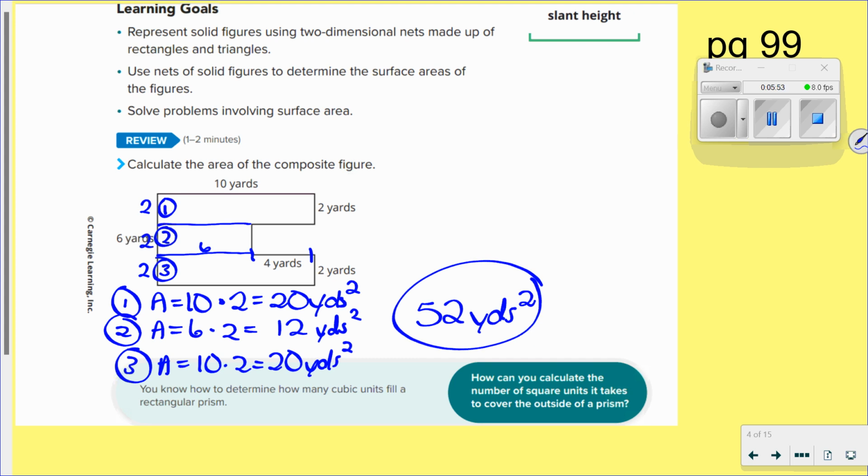Any questions? All right, guys, we are going into surface area today. So it is basically area with several steps. So let's turn to the next page.